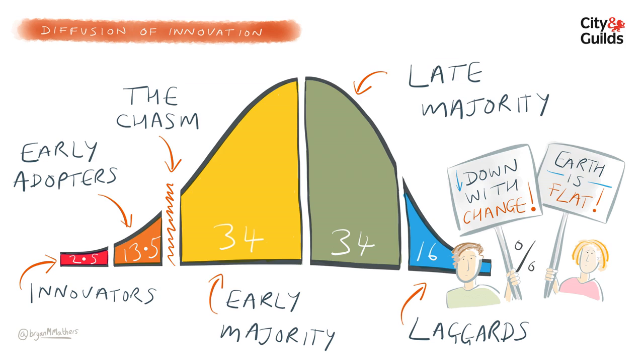Then there's a chasm, right? And that chasm has been called various things. I'm sure most of you have heard about the tipping point, right? That is the chasm. So you need to get your innovators and your early adopters to agree to your change, and then at that point you hit the tipping point and everybody comes along with you, theoretically speaking.